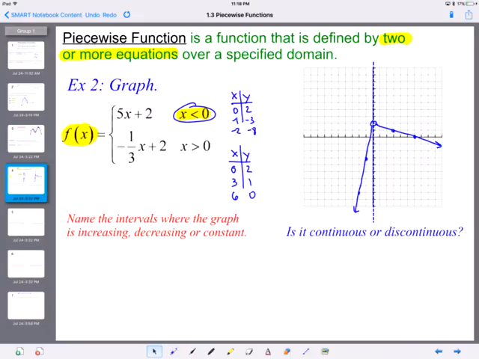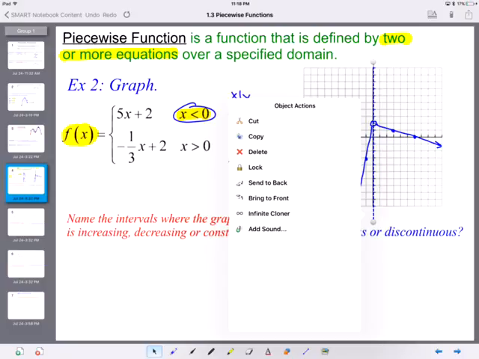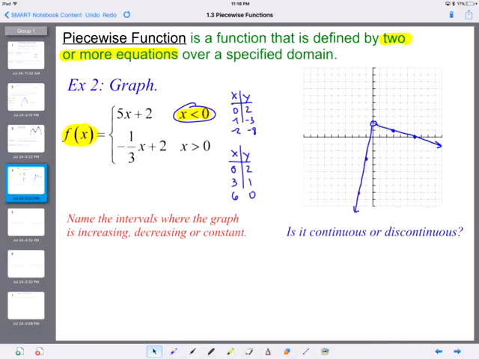I'm now actually going to get rid of that line. That was just to help me see that break. So is this still a function? Yes, it's still a function. It passes the vertical line test. Is it continuous or discontinuous? Discontinuous. There's a break in the graph. Even though it's a single point, there's a break in the graph.